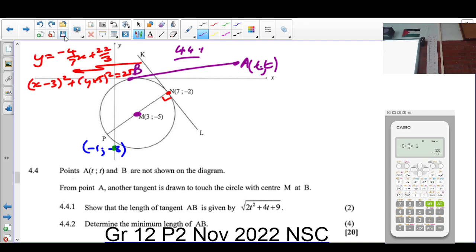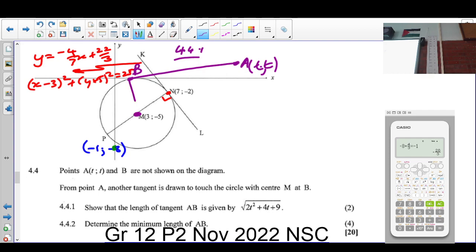Okay, why do I draw it? So that it can make sense. Now we are told in 4.4.1 to show that the length of AB is given by an expression. So we must calculate the length of AB. And to calculate length, we can use the distance formula. However, at this point, we don't have the coordinates of B.